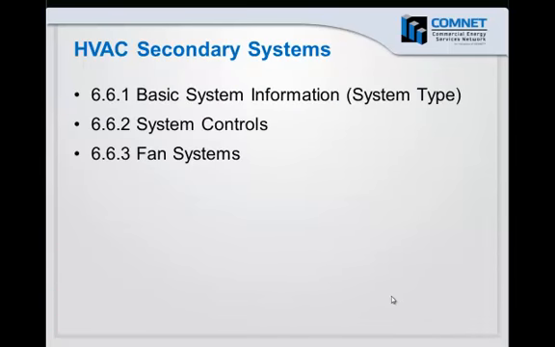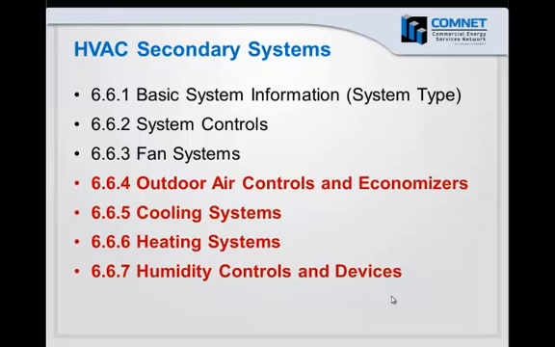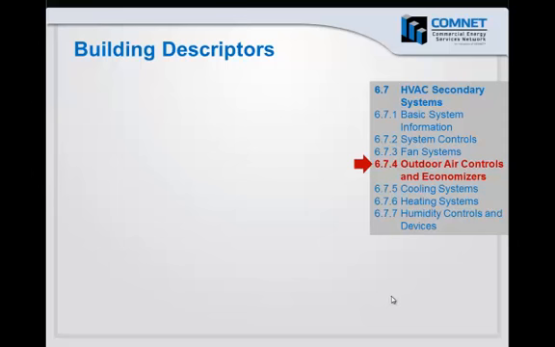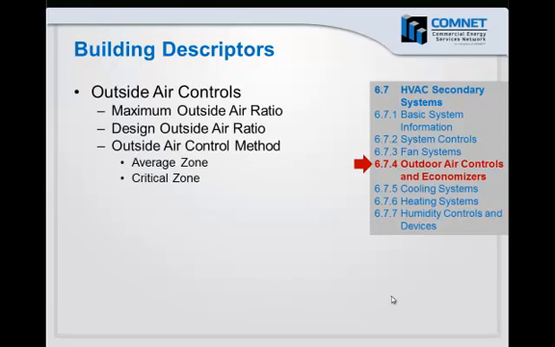Last week, John covered fan systems through section 6.6.3. Today, we're going to move through section 6.4 through 6.7. Starting with outside air controls, there's one set of building descriptors that deal with outside air.